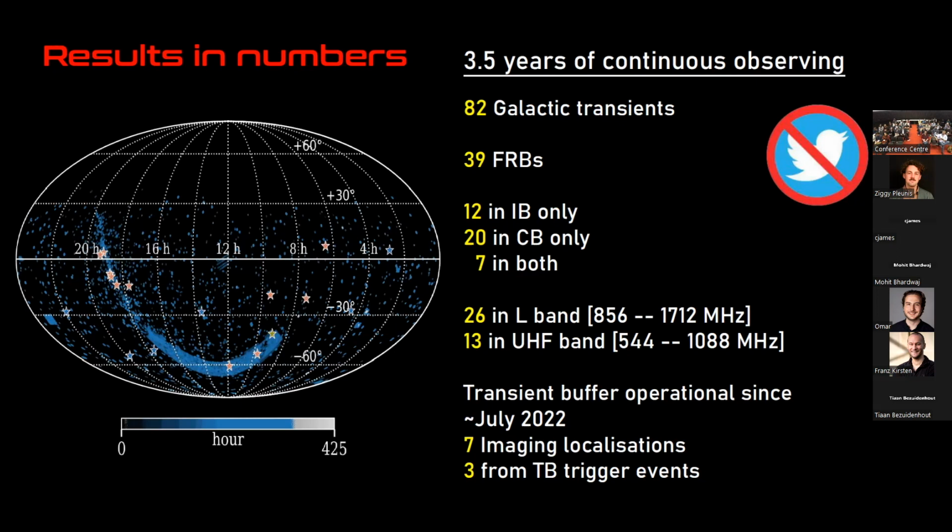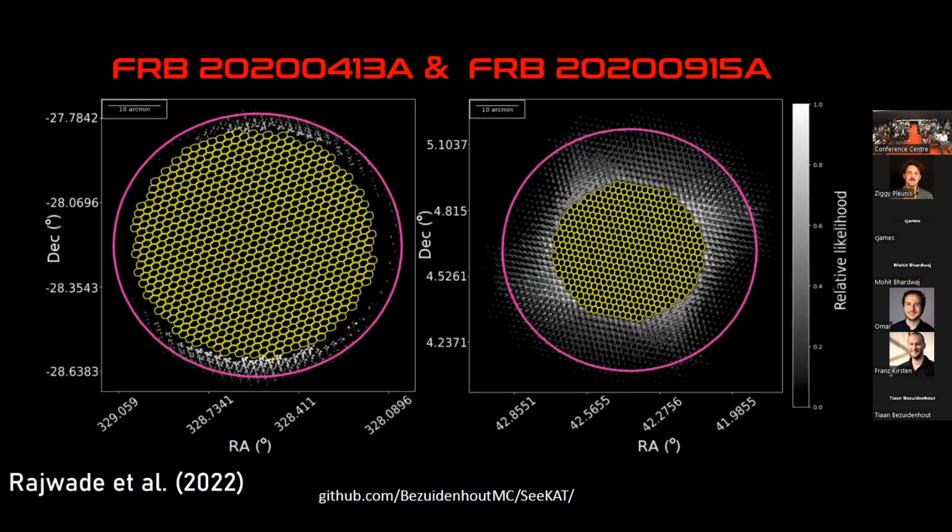The first 2 FRBs that we saw were seen in the incoherent beam alone, so they weren't seen in any coherent beams. And in that case, the best that we could do for localization was to model the beam response and exclude all positions where the FRB would have been detected in a coherent beam. So that's not super productive, but that's the best kind of first order localization that we get.